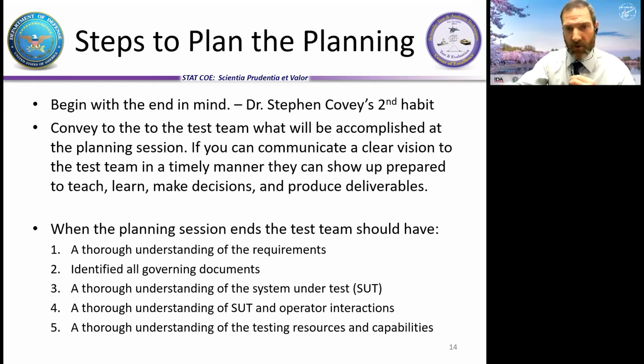So a thorough understanding of the requirements, typically not as easy as it sounds. Identify all governing documents. There may be safety documents on how you can test. There may be MIL standards. There may be industrial standards. Figure out what is governing your test process. Need a thorough understanding of the system under test, that's pretty obvious. Need a thorough understanding of the interactions between your system and the operators. Understand any test resources and the capabilities. What do you have? What don't you have?